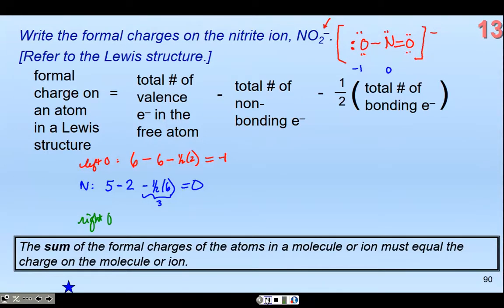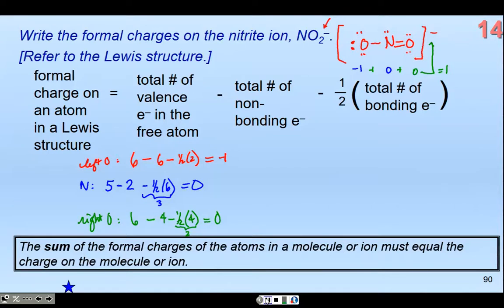The right oxygen, all right, 6 valence electrons. As usual, the number of non-bonding electrons on the oxygen, we're going to subtract there, are 4. And then 1/2 of the 4 electrons in a bond, so 1/2 of 4 ends up to be 2, right? So 6 minus 4 minus 2 is 0. So the formal charge on the last oxygen in this structure is also 0. So as Lewis structures go, those all add up to the charge of -1, which is supposed to be correct. And the formal charges make sense. They're as small as you're going to get for something with a charge of -1.